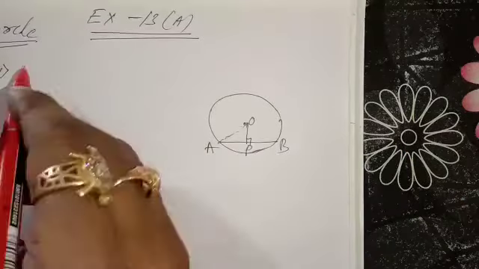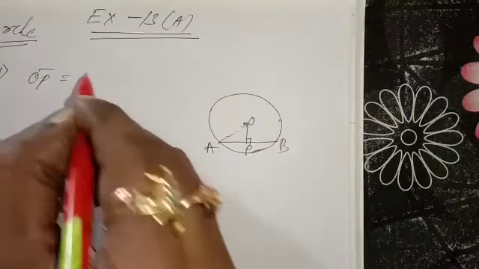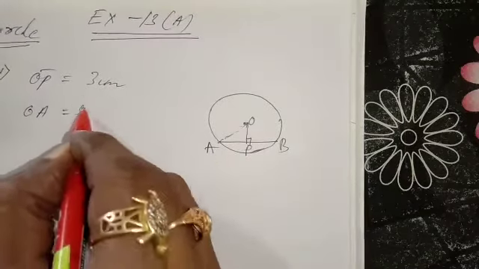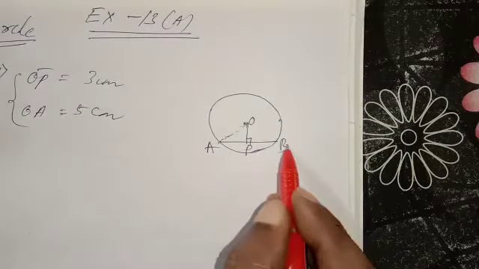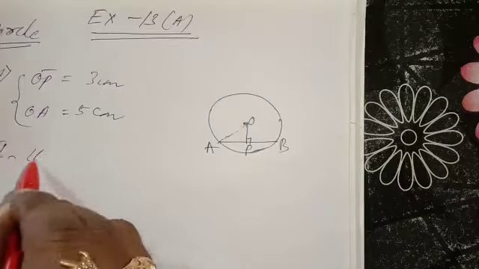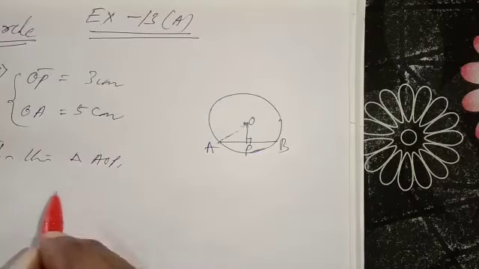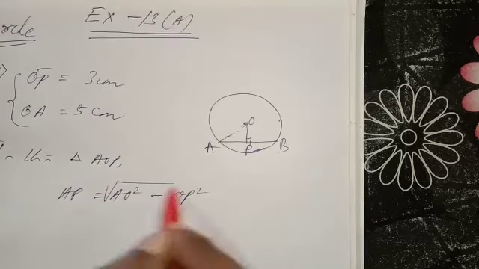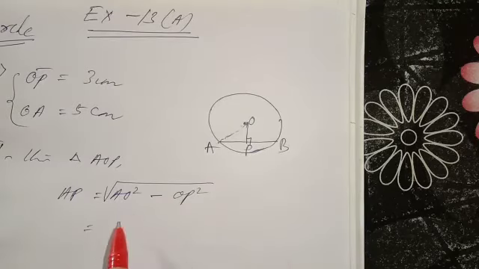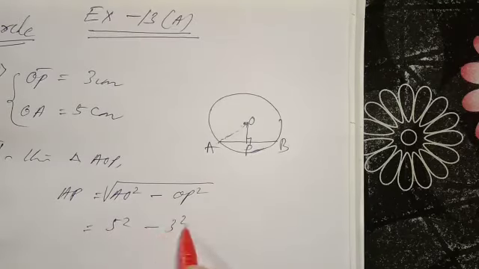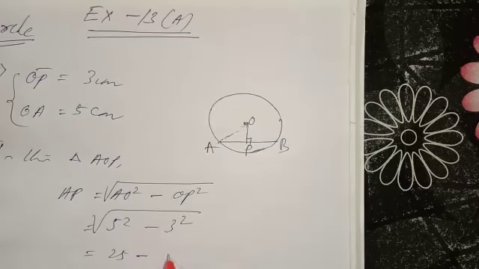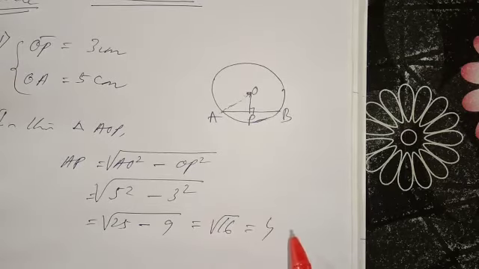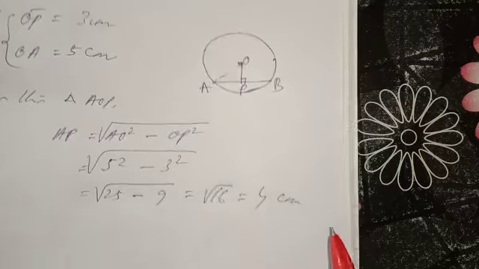Here OP is equal to how much given? 3 cm. Radius, that is OA, given 5 cm. You have to find the length of chord AB. So in the triangle AOP, AP equal to how much? That is root of AO square minus OP square. AO means radius 5 square minus 3 square, 25 minus 9, that is 16. Root of 16 is how much? 4 centimeter. AP is equal to 4 centimeter.